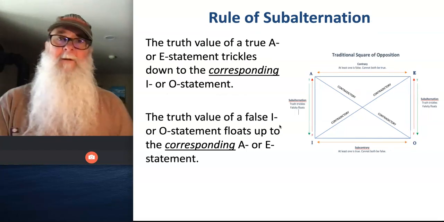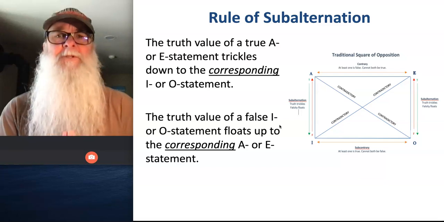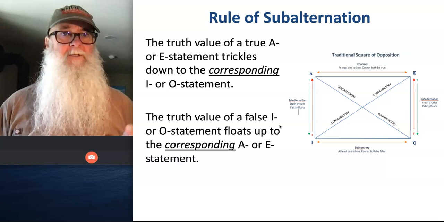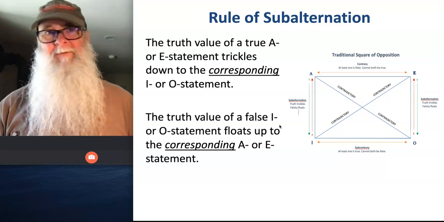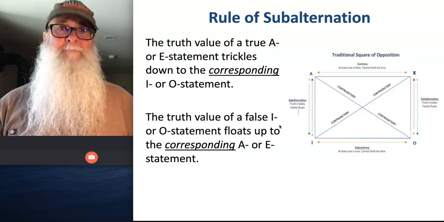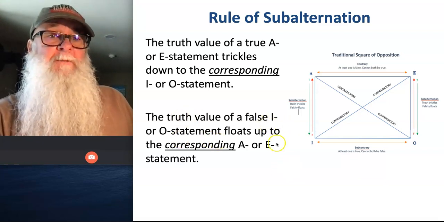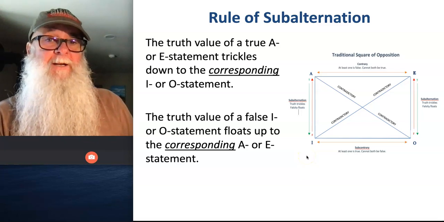Okay? So the rule of subalternation says this: the truth value of a true A or E statement trickles down to the corresponding I or O statement. And corresponding is super important, right? It means the exact same subject and predicate terms. The truth value of a false I or O statement floats up to the corresponding A or E statement.